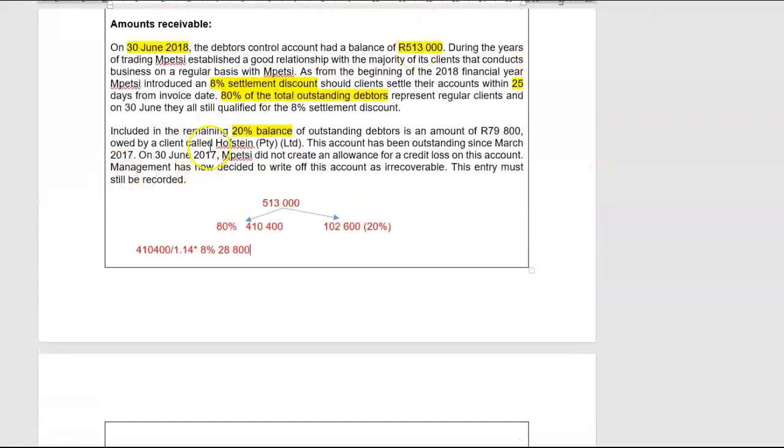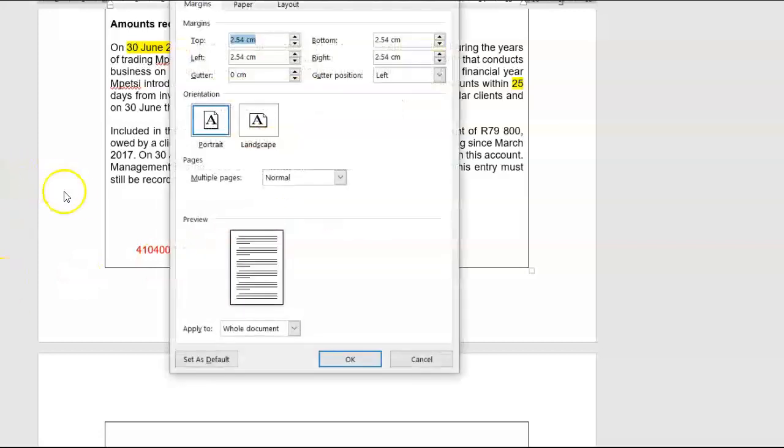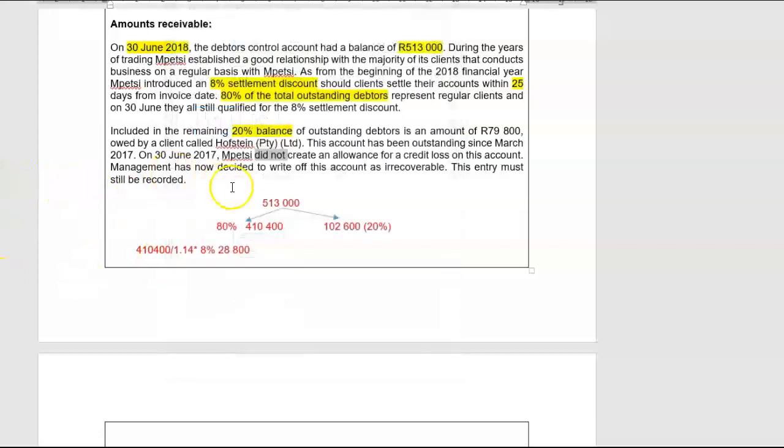Good. Included in the remaining 20% balance is an amount of 79,800 owed by a client called Hofstein. This account has been outstanding since March 2017. On 30 June 2017, Mpetsi did not create an allowance for credit losses on this account. Management has now, however, decided to write off this account as irrecoverable. This entry must still be recorded.